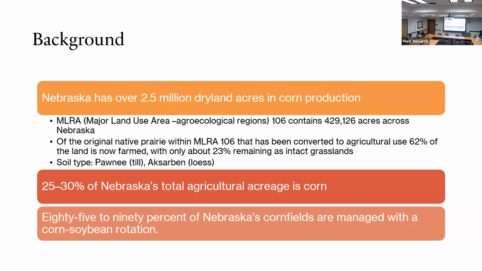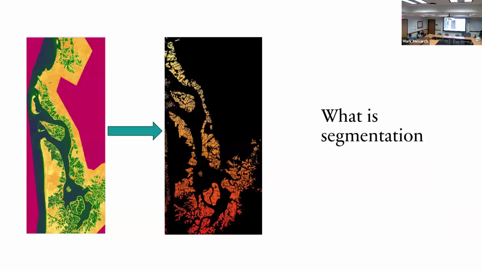25 to 30% of Nebraska's total agricultural acreages, also including pastures, is considered as corn. 85 to 95% of that corn is managed within a corn and soybean rotation predominantly. So one year's corn, the next year is soybean.